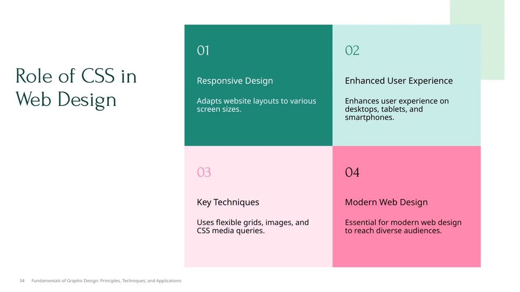The key techniques involved include using flexible grids and images, which allow the layout to adjust dynamically. CSS media queries are also essential. They help apply different styles depending on the device's characteristics, ensuring optimal display across all screens.